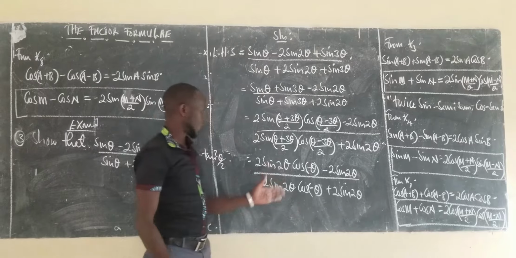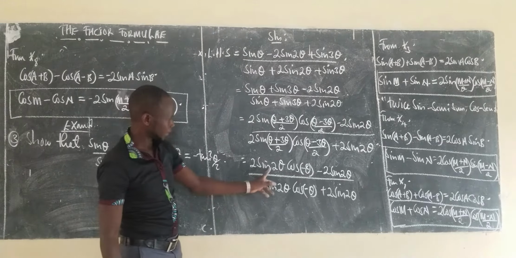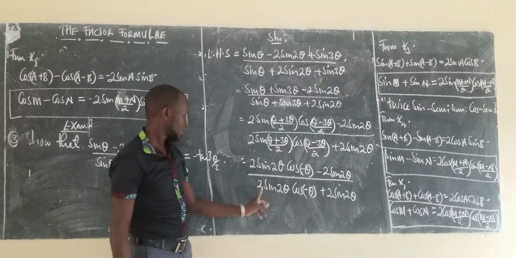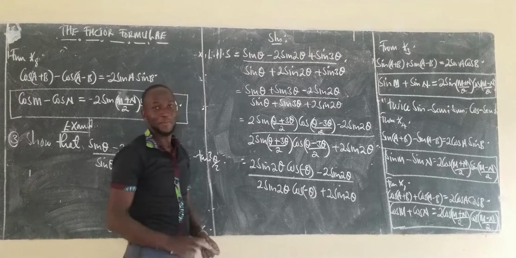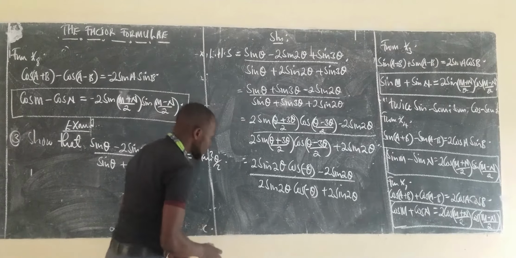Look at the numerator and the denominator. Do you realize that 2 sine 2 theta is common up and 2 sine 2 theta is common down? If you realize that, then factorize it out. Don't just say, this sine 2 theta is common here.